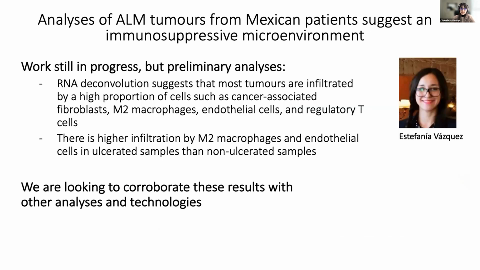And just one slide here about the RNA-seq analysis. This also is ongoing, but it suggests that there's an immunosuppressive microenvironment. The RNA deconvolution suggests that the majority of tumors are infiltrated by a high proportion of cells such as cancer-associated fibroblasts, macrophages, endothelial cells, and regulatory T cells. There's a higher infiltration of some of these cells in ulcerated samples than in non-ulcerated samples. But I don't show you any graphs here because we need to corroborate these results with, for example, immunostaining images that we are still working on.